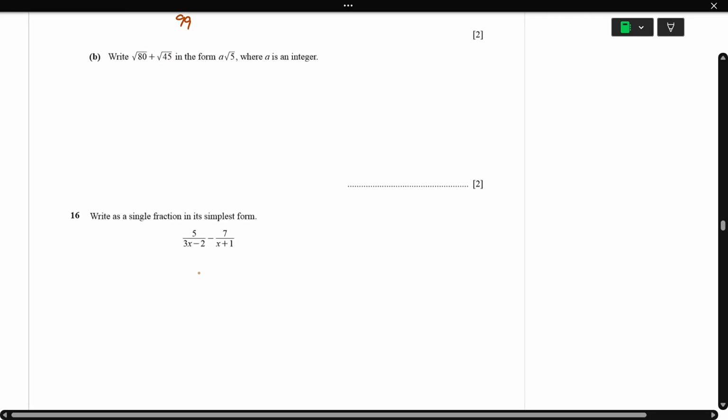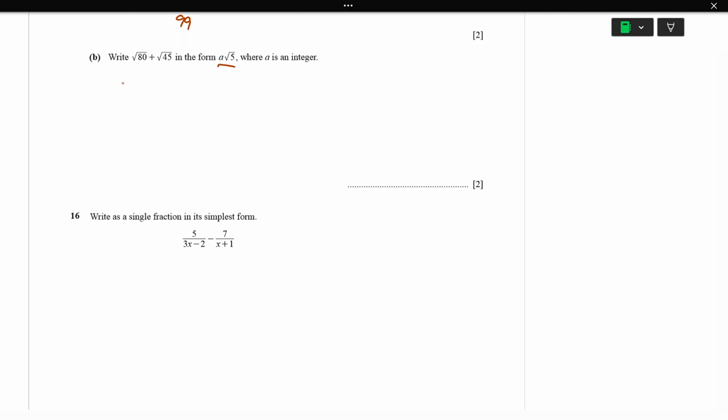The next one, square root of 80 plus square root of 45. We need to leave the answer in the form of root 5. So first, 80 I can write as 16 times 5, plus 45 I can write as 9 times 5. The square root of 16 is 4, so 4 root 5, plus the square root of 9 is 3, so 3 root 5. Now we can add both. 4 plus 3 is 7, so 7 root 5. 7 root 5 is the answer here.